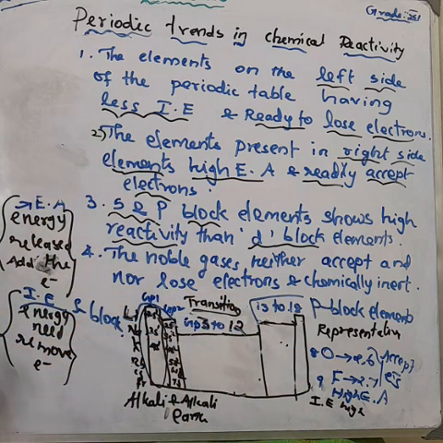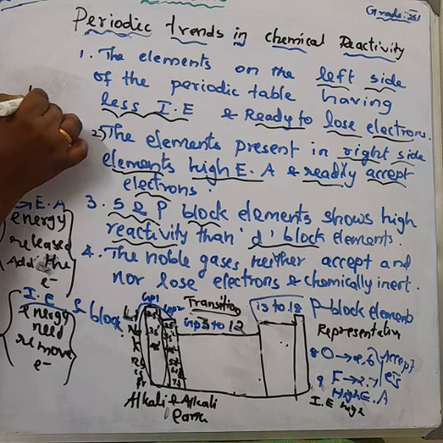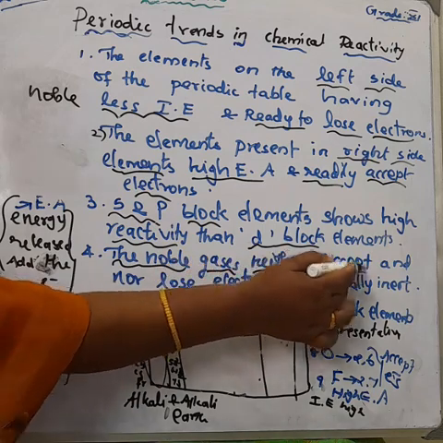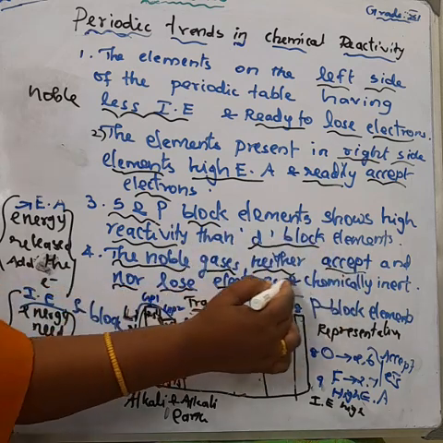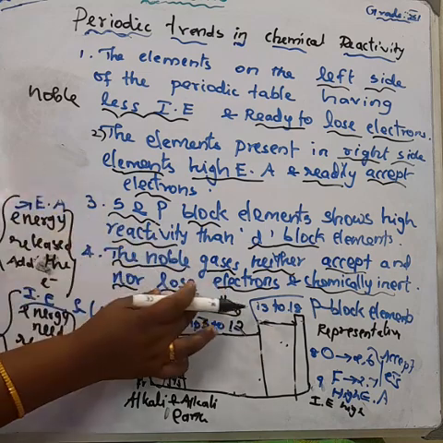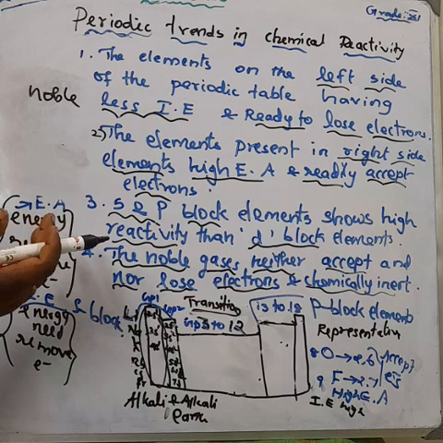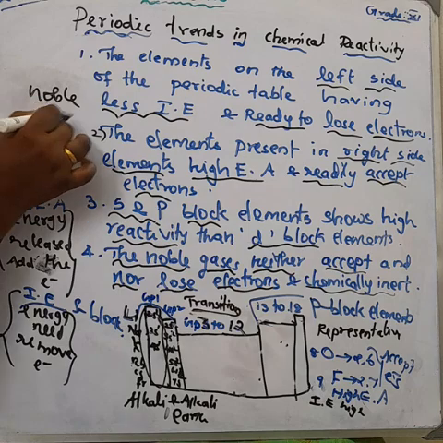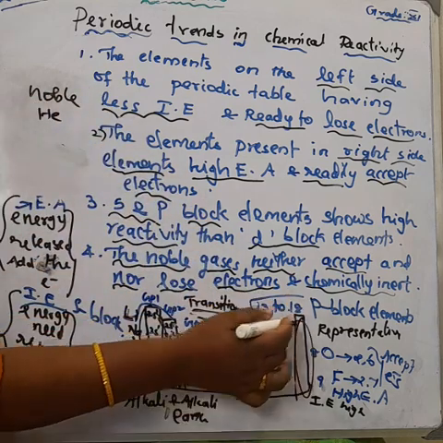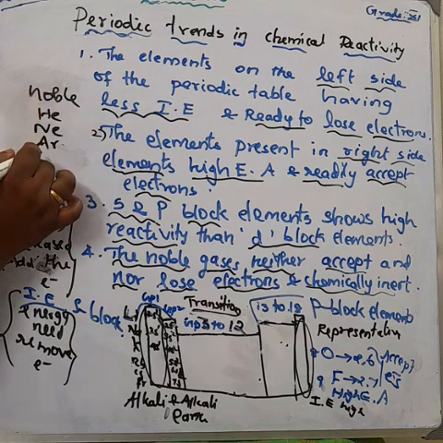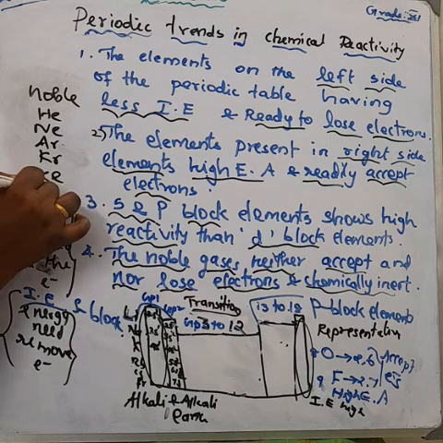And the fourth point, the noble gases neither accept nor lose electrons and are chemically inert. Understood? What are the noble gases? Group 18 elements we call the noble gases. What are they? Helium, neon, argon, krypton, xenon, radon, and oganesson.